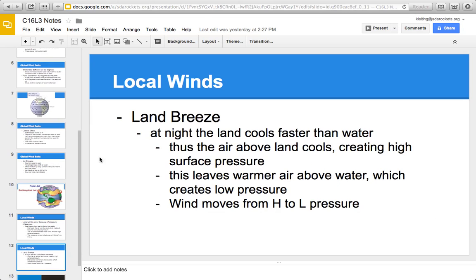Land breeze. At night, the land cools faster than the water. Just like it heats up faster, it cools faster as well. Thus, the air above the land is cool, creating a high pressure. This leaves warm air above the water, which creates low pressure. The wind moves from high to low pressure, so we move from the land to the water.